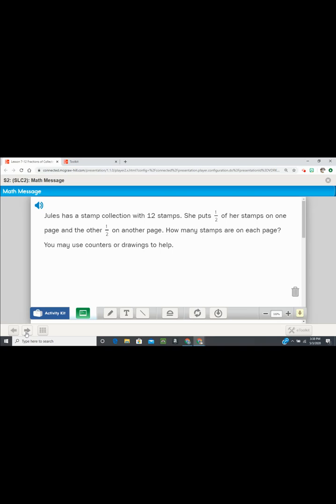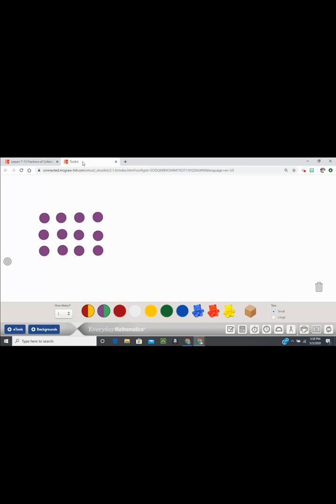Let's move on. It says Jules has a stamp collection with 12 stamps. She puts half of her stamps on one page and the other half on another page. How many stamps are on each page then? It also says that we should use our counters or drawings to help. Let's go ahead and use our counters in our toolkit.